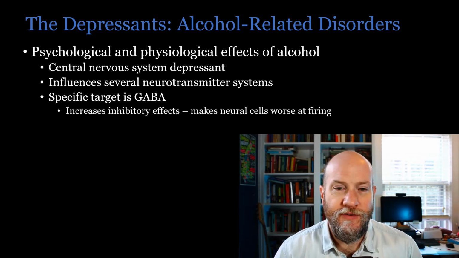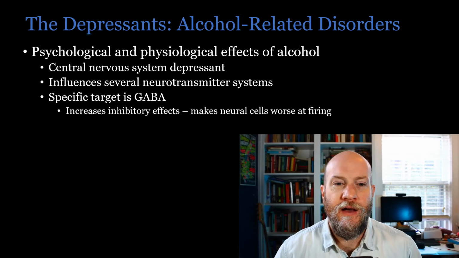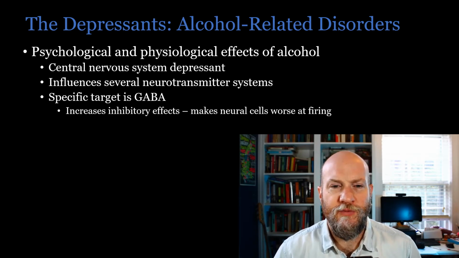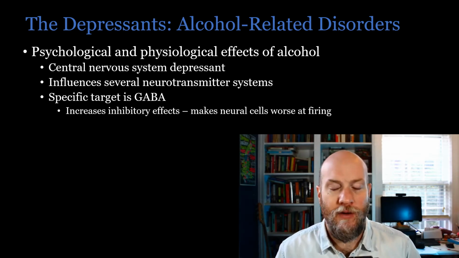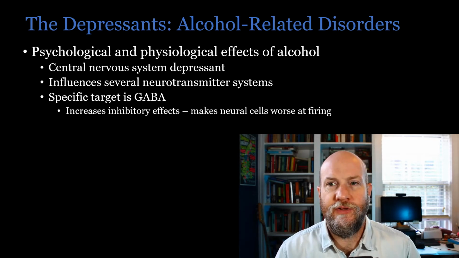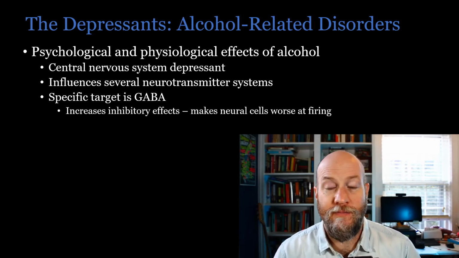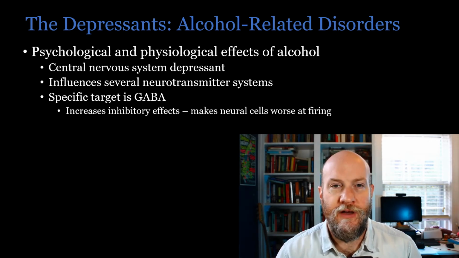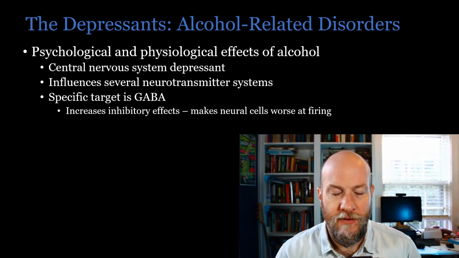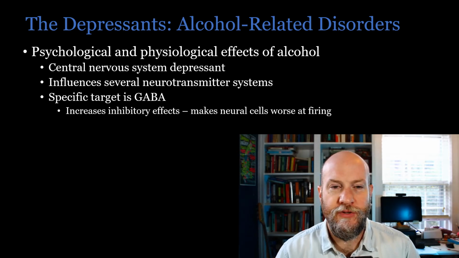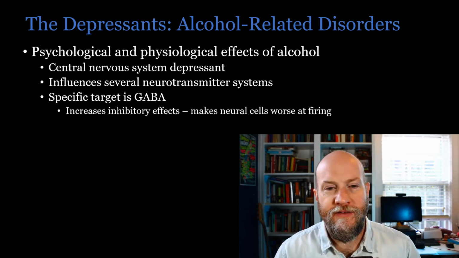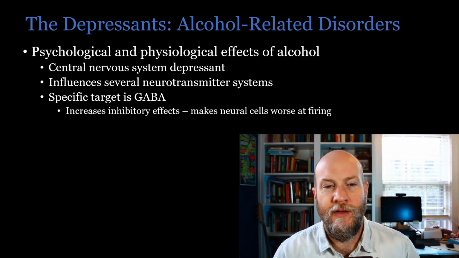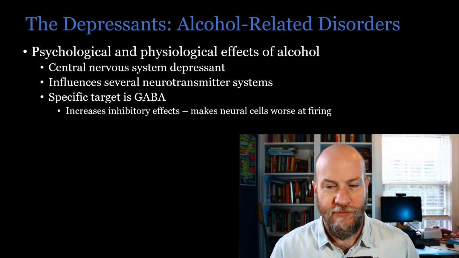It is a central nervous system or CNS depressant. It influences several neurotransmitter systems, but the specific target of alcohol is GABA. So it essentially is inhibitory upon GABA. Now, if you remember from our chapter on anxiety disorders, we talked about GABA being a core neurotransmitter, an overactivity or an overabundance of GABA being associated with increased anxiety. So essentially, alcohol is increasing the inhibitory effect. It's making your neurons worse at firing those neurons that are specific to the neurotransmitter GABA.